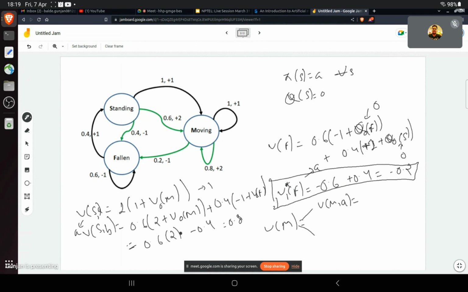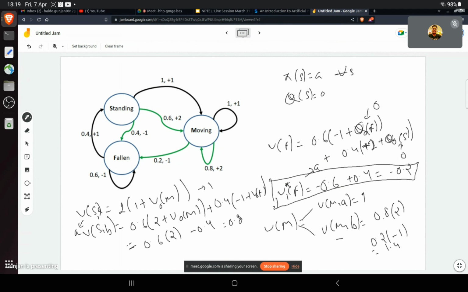0.2 times V of f minus 1. No, no, A is the black action, right? So V of m comma a will just be V of m plus 1, yeah, it will be just one. And similarly, V of m comma b will be 0.2 times V of f minus 1, plus 0.8 times V of m plus 2. 0.8 times 2 is 1.6, and 1.6 minus 0.2 is 1.4. So for this we will do b, right?